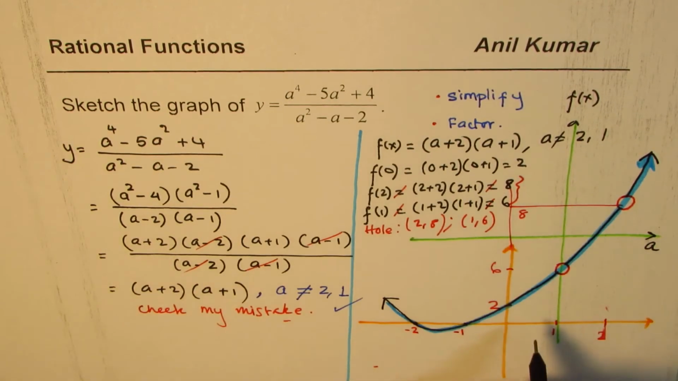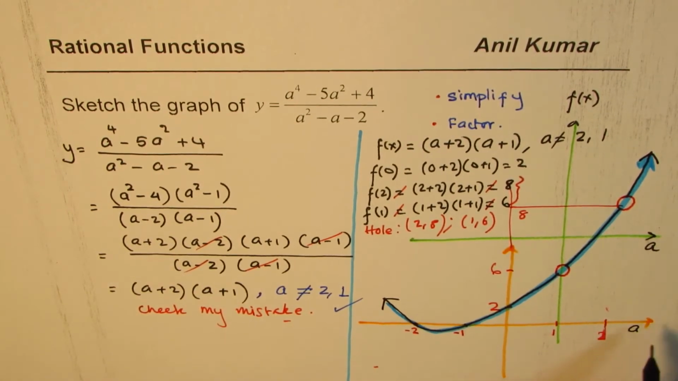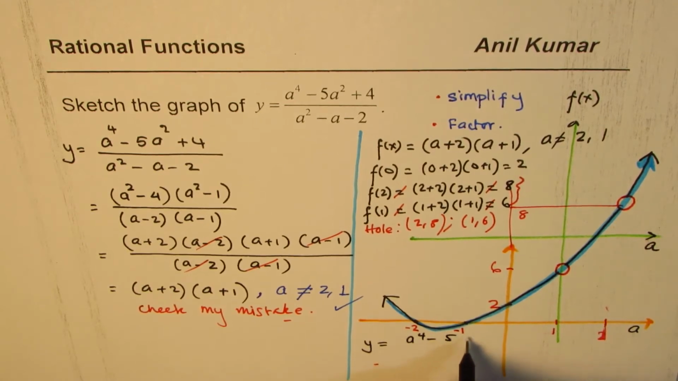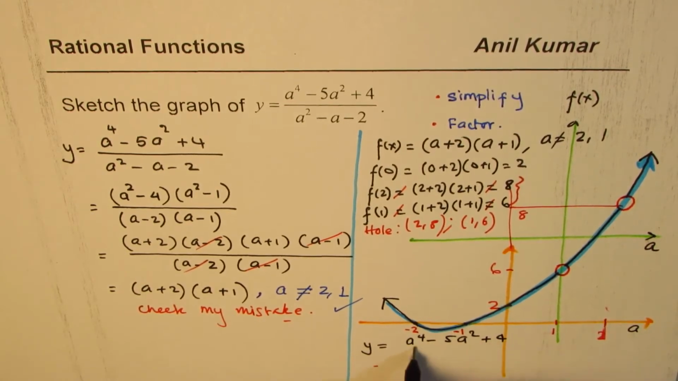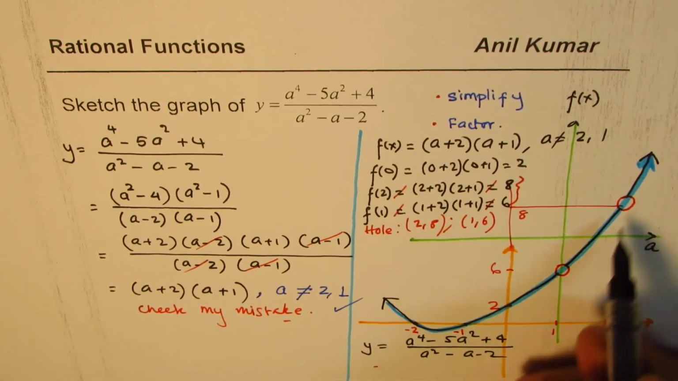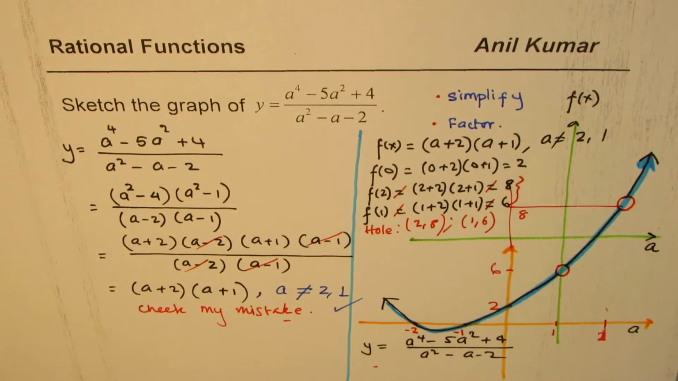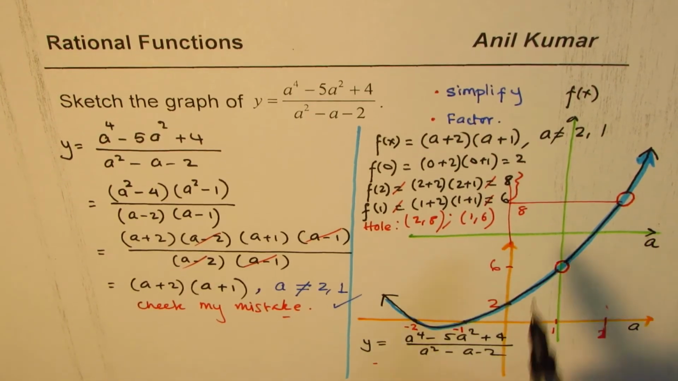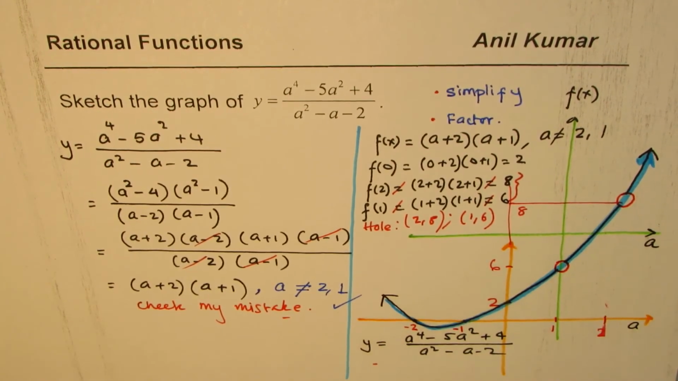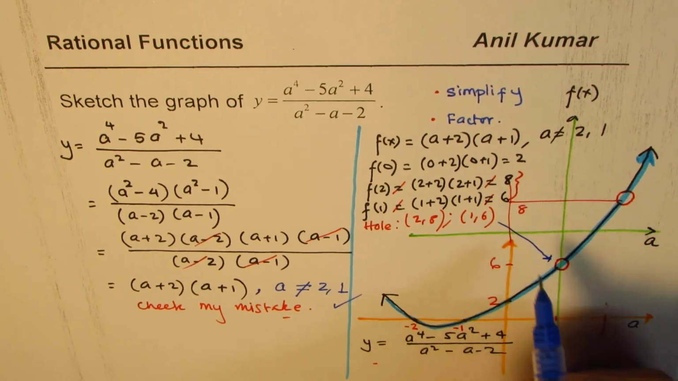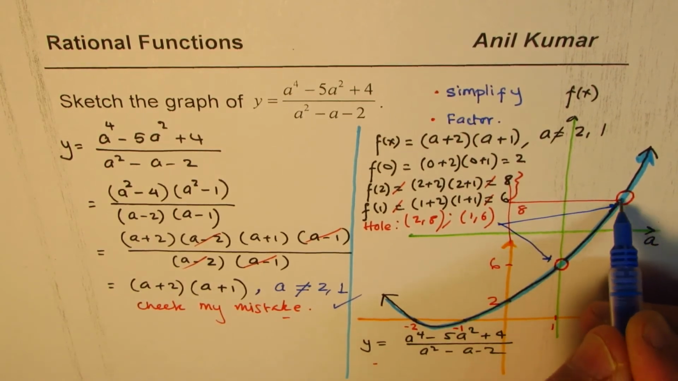So this rational function, where the x-axis is a, let me write this rational function as y equals a to the power of 4 minus 5a squared plus 4, divided by a squared minus a minus 2, will be shown like this, simplified as a parabola with two holes. Do you see that? These are the two holes. So what you get here is a set of holes, right? Let me point this out. These are the holes.